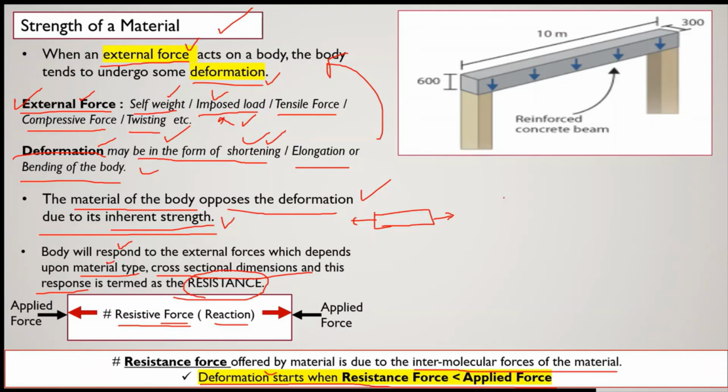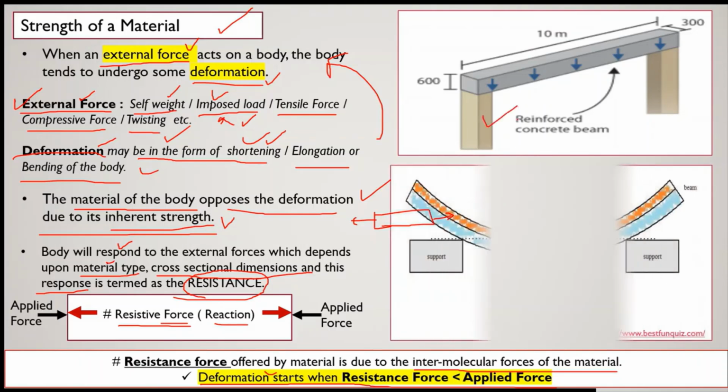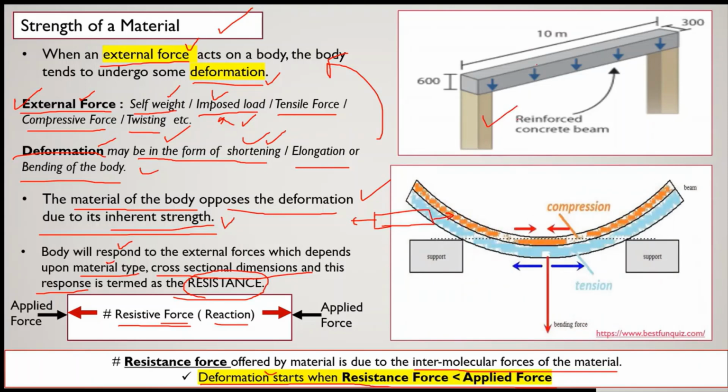Now if these columns are of good strength, maybe they are of RCC or steel, then what will happen? These columns will resist the movement of this beam. If these columns are resisting the beam from moving downward, that means they are offering some resistance, and this resistance is known as the reactions.